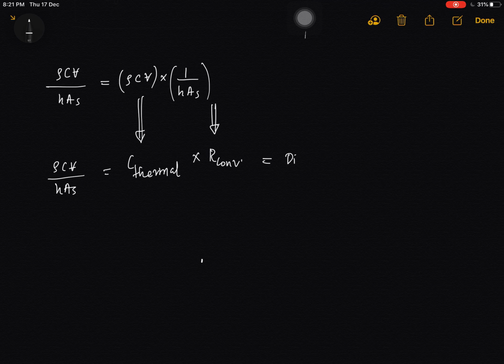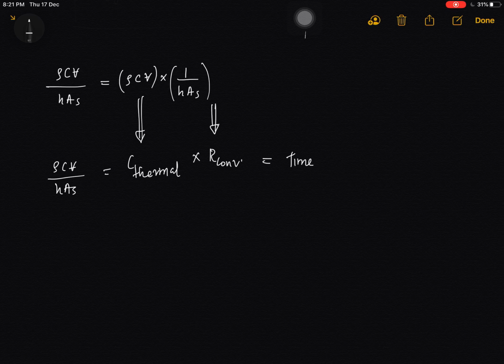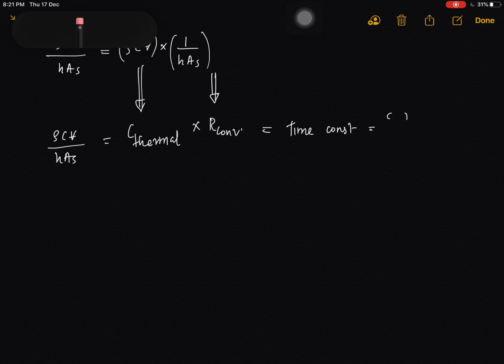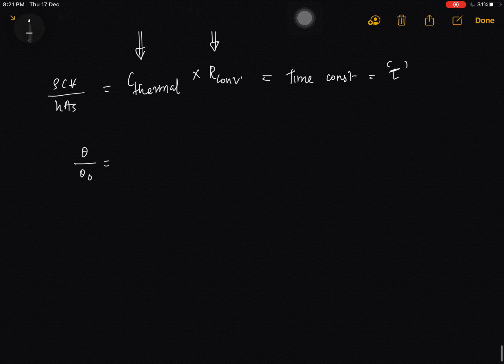This particular term rho C V by h A_s has the unit of time, so this term is called the time constant, which is denoted by tau. This is tau, not rho. So we can rewrite the above equation as theta by theta 0 equal to e raised to minus t by tau.